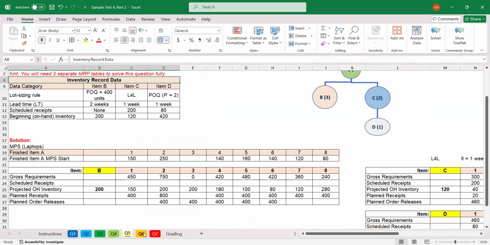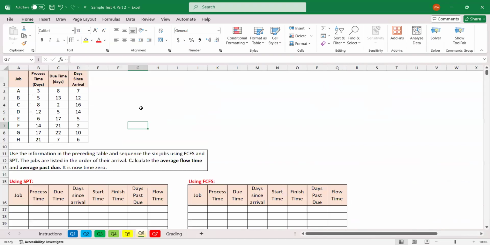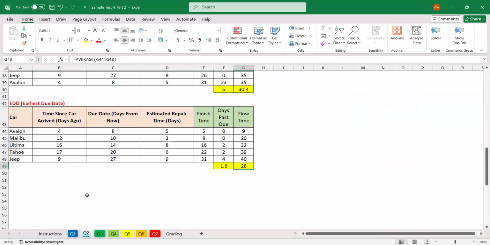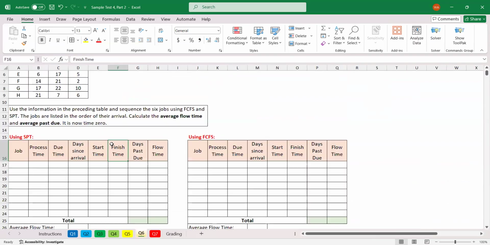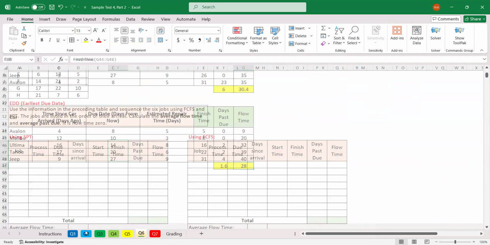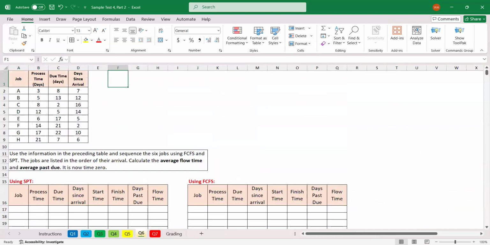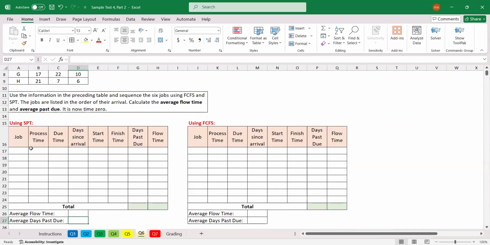Okay, let's move on to question 6. This question here is similar to what we did in question 2, so I'm going to skip it because this would be a good exercise to see if you understood what we did in question 2. It's asking you to look at this information on different jobs with different processing times, different due dates, days since arrival, and then to try and figure out, using the SPT and first come, first serve, what's the average flow time and what's the average days past due.